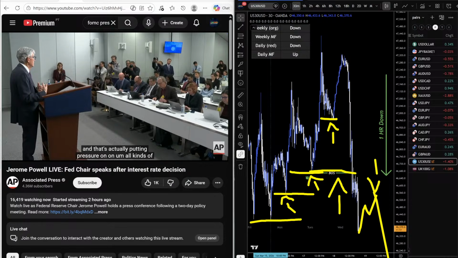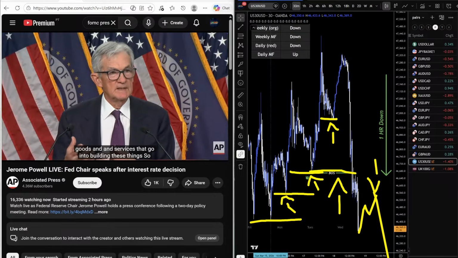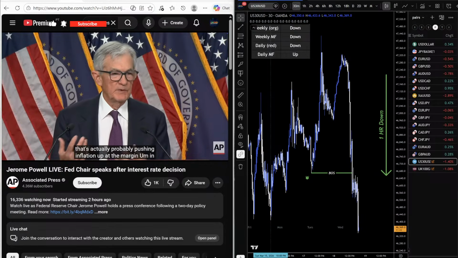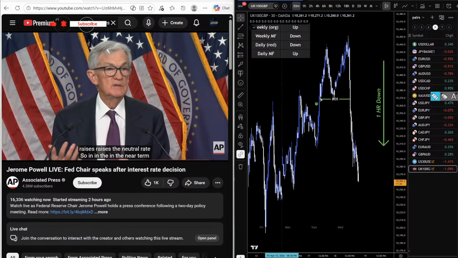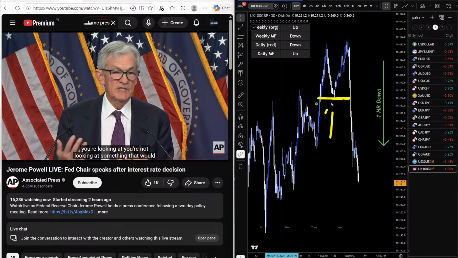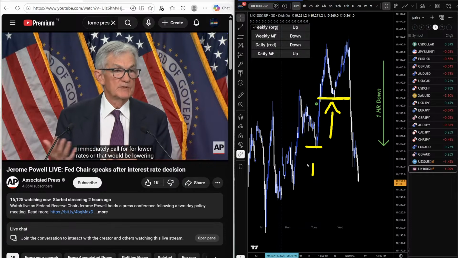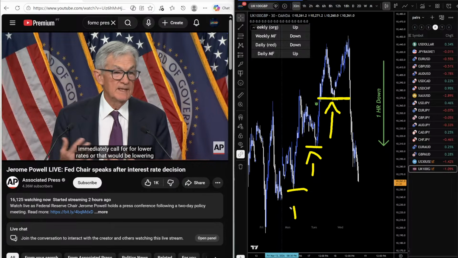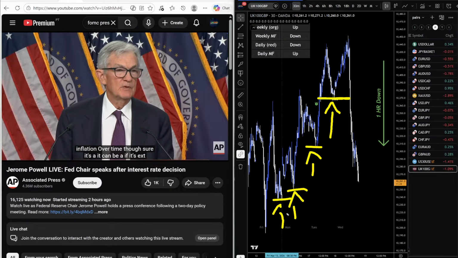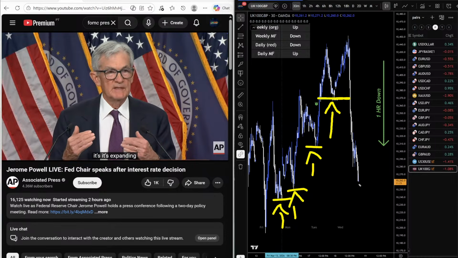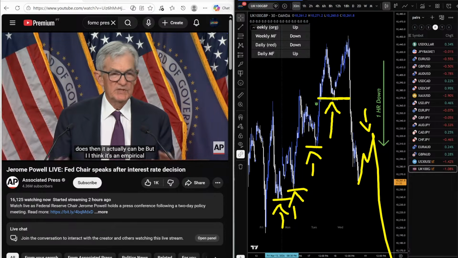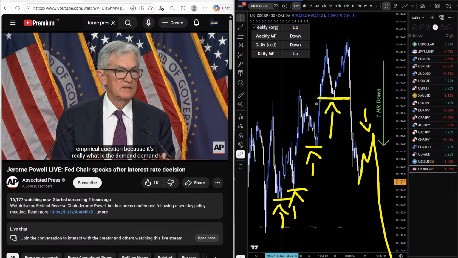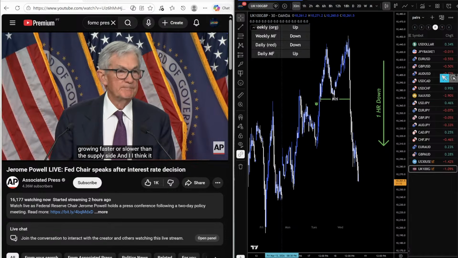So that's actually probably pushing inflation up at the margin. In addition, it probably raises the neutral rate. So in the near term, you're not looking at something that would immediately call for lower rates or that would be lowering inflation. Over time, though, sure, it can be, if it's expanding potential output, which is what higher productivity does. But I think it's an empirical question, because it really is whether demand is growing faster or slower than the supply side, and I think we just don't know that answer ex ante going in. We'll just have to wait and see. Thank you very much.